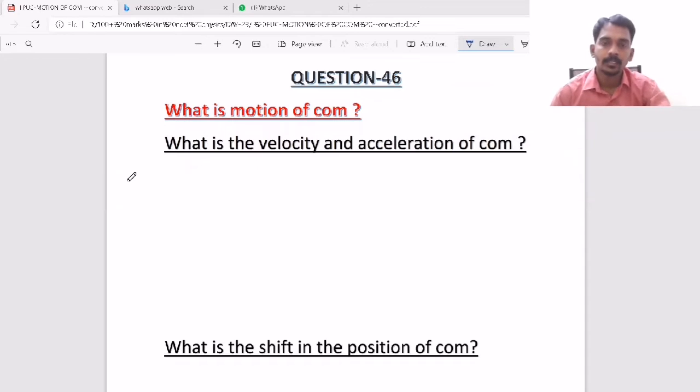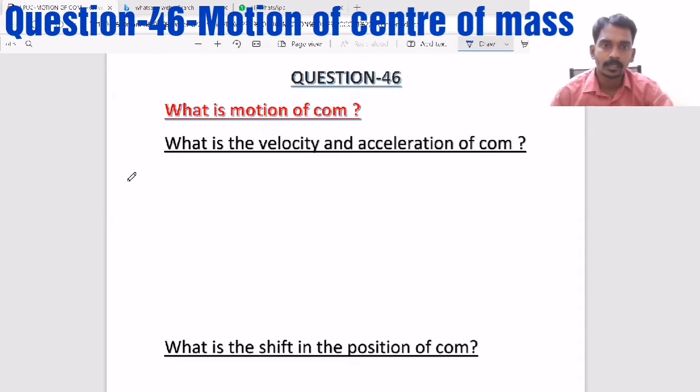Hi everyone. Now we are going to study question number 46. That is about motion of center of mass. What is the velocity? What is the acceleration? What is the shift in the position of center of mass? And how to calculate all those things.